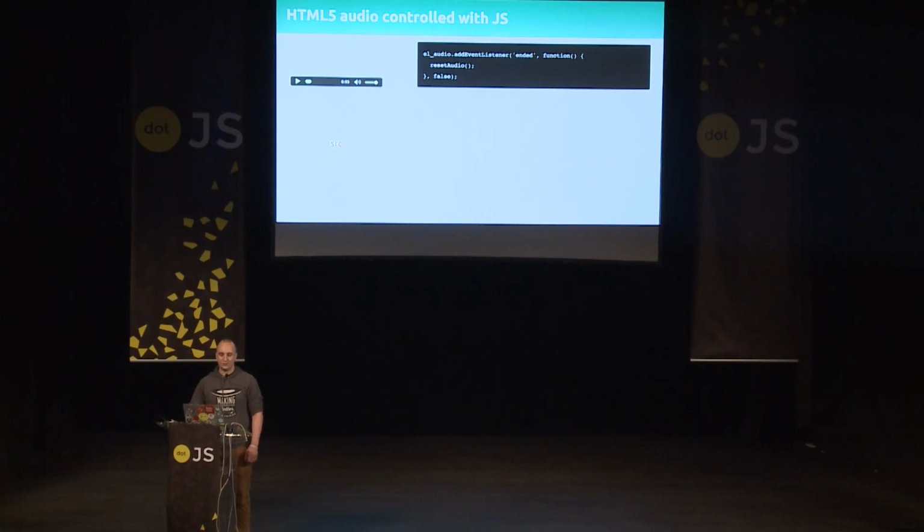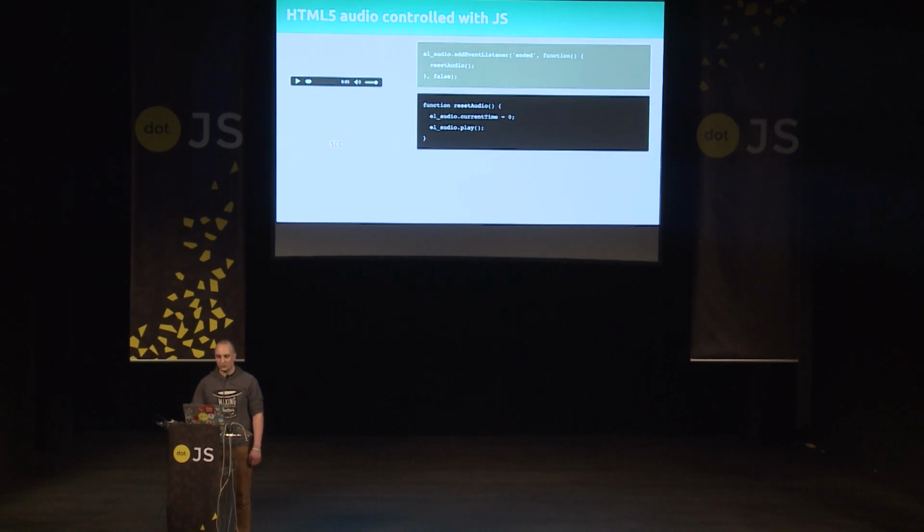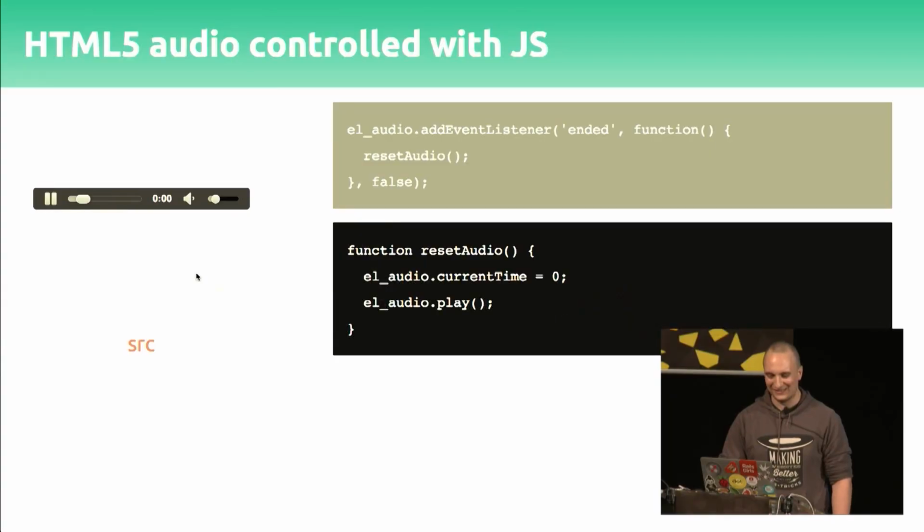And I could use a loop attribute to run it in a loop forever, but I want more control over it. Therefore, I'm listening for the ended event. When the audio element stops playing, the ended event is fired. And inside that, I use my reset audio function, which resets the current time to 0, so that it starts from the beginning again. And to create some kind of fake loop, I call the play function. And if I use it again and turn it up a little bit, you can hear the sound, and it starts from the beginning again.